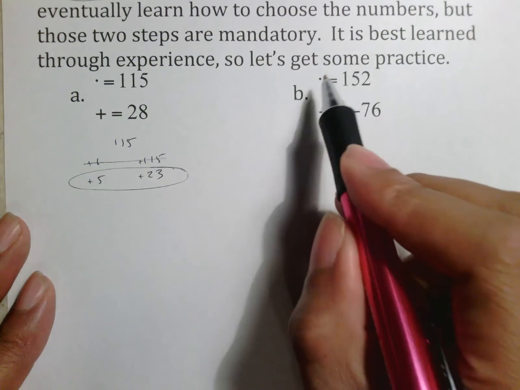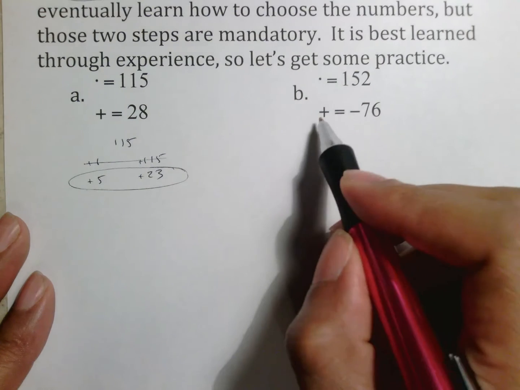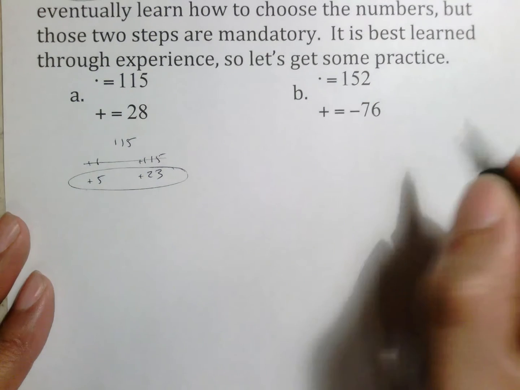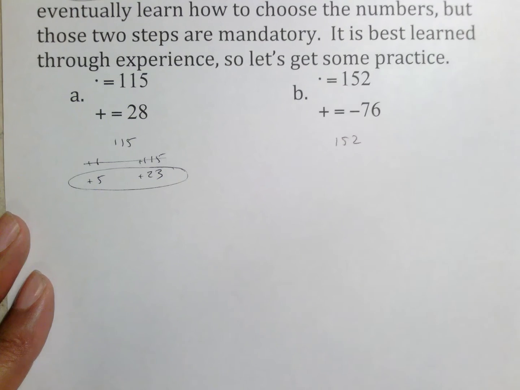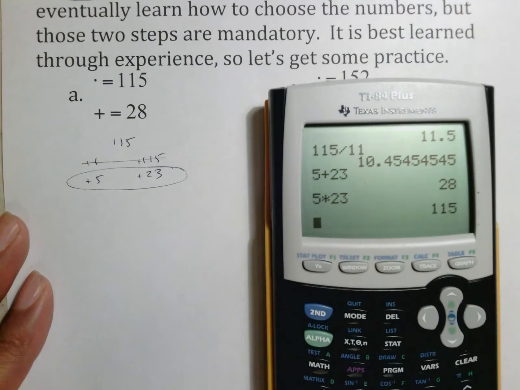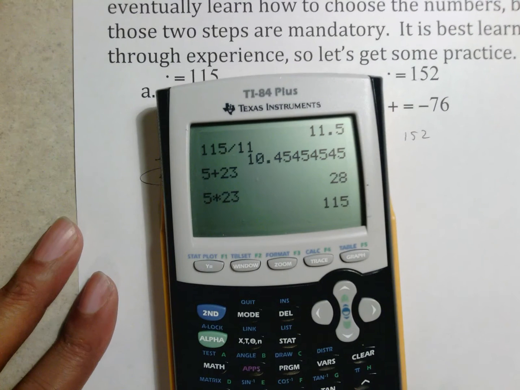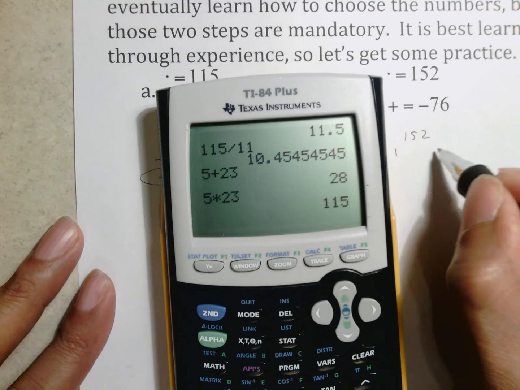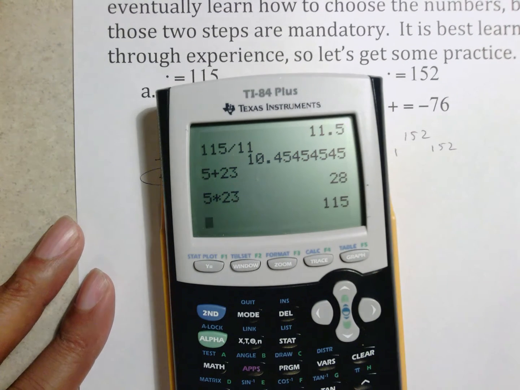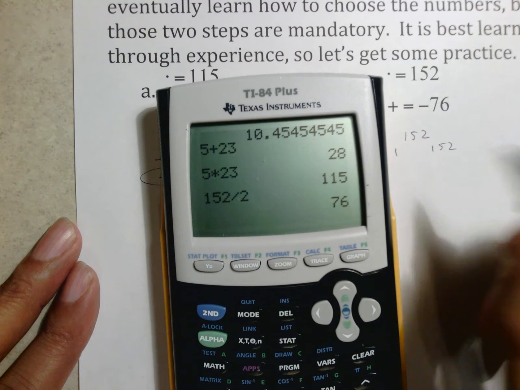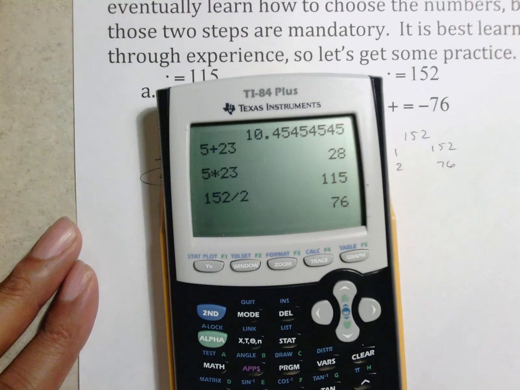For question B, we want numbers that multiply to be 152 and add to be negative 76. So the first thing we do is recognize that it multiplies to be 152, and so we make a factor tree for 152. And again, we go 152, we don't need 152 divided by 1. We know it's 1 times 152. 152 divided by 2, because it's even, more than likely will work, so 2 and 76.